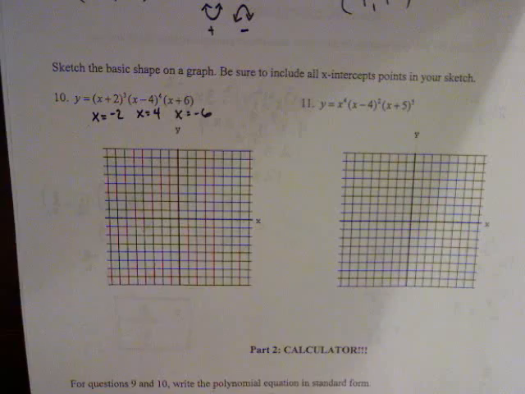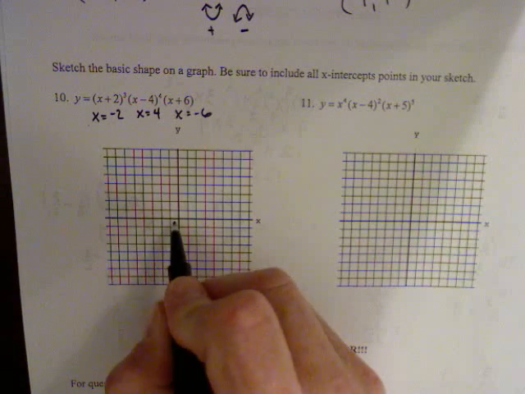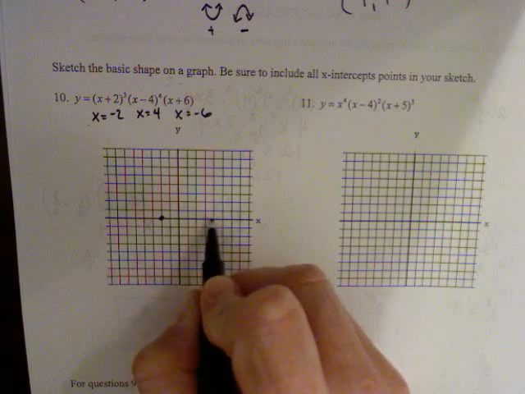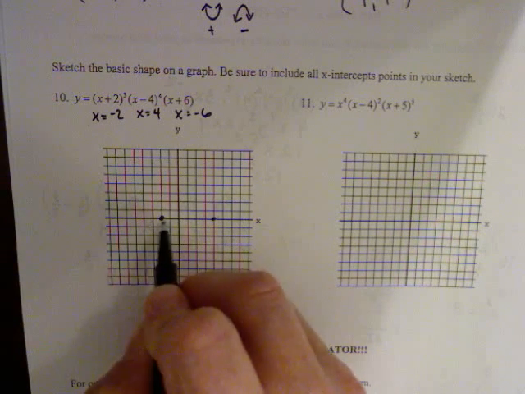So we can quickly sketch those points on our graph. -2, 4, and -6.